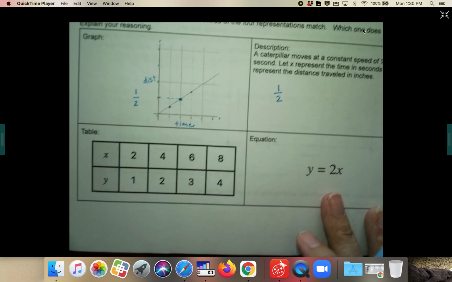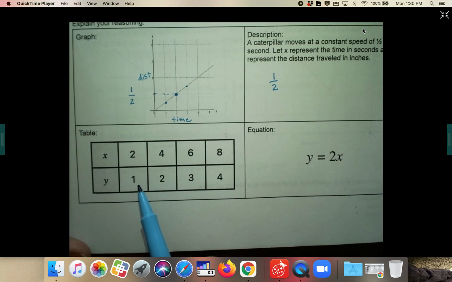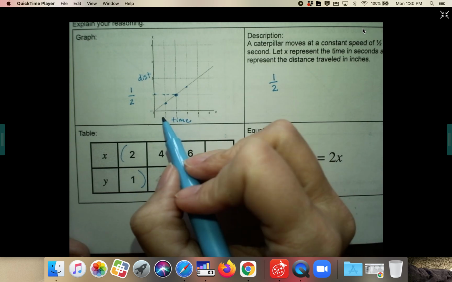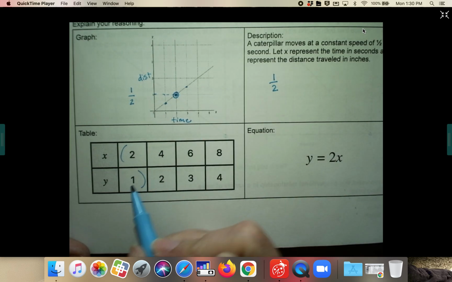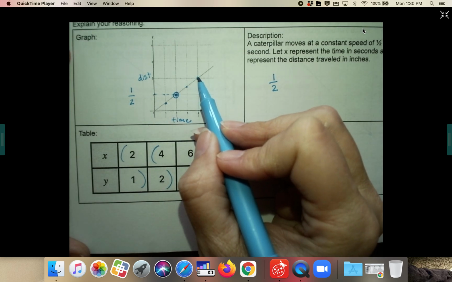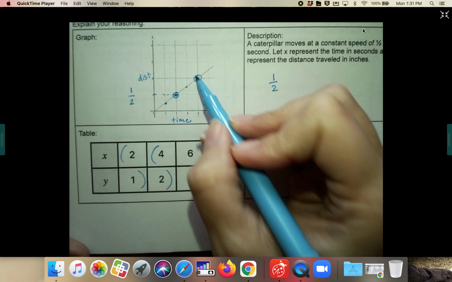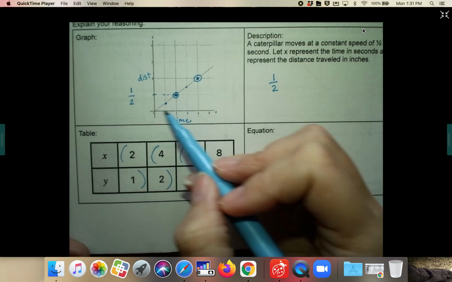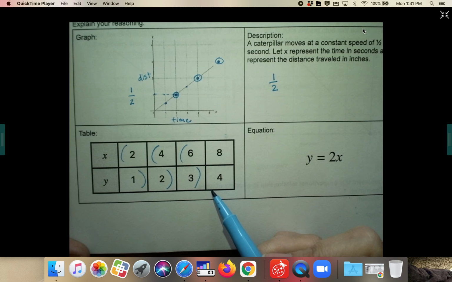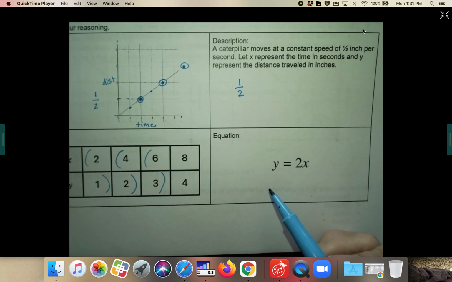Let's keep looking. Our table shows X and Y at 2, 1. So if I were to put a dot at 2, 1, it would be right here. Then I might put a dot at 4, 2, which would be right here. Notice that's still on my graph. 6, 3, yep. So these are all 3 correct so far, matching.